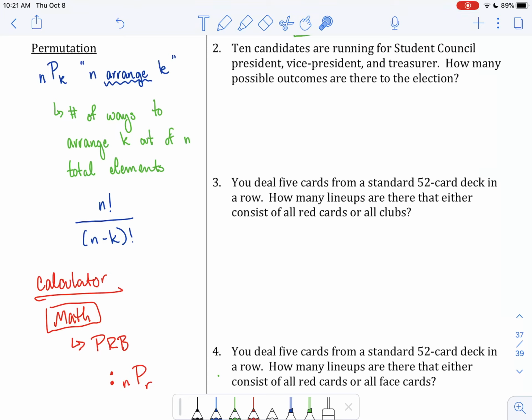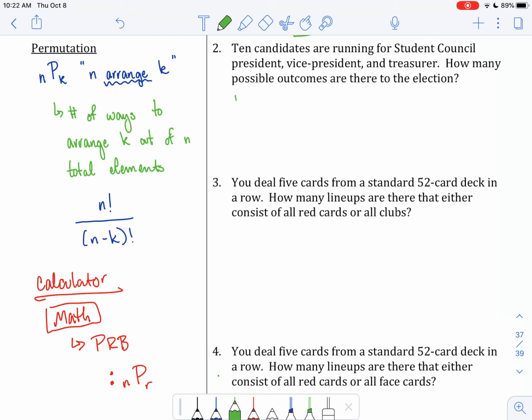So let's use permutations as a way to calculate the number of ways that we can have different outcomes. So if I'm looking at number 2, 10 candidates are running for student council president, vice president, and treasurer. How many possible outcomes are there to the election? So this is important because we're talking about ways to arrange, and all 3 of these are different. So if it was a combination, these would all be the same job, and they're just members. So you're going to only have permutations today, but you will eventually be wanting to make sure that you can figure out which is which.